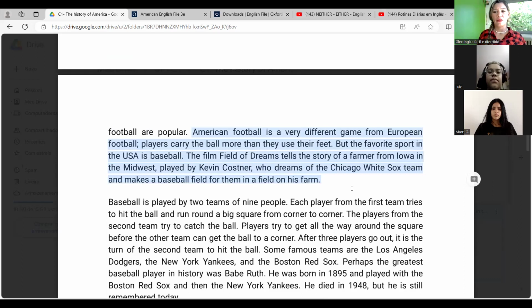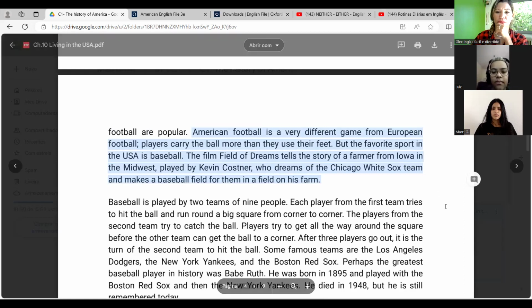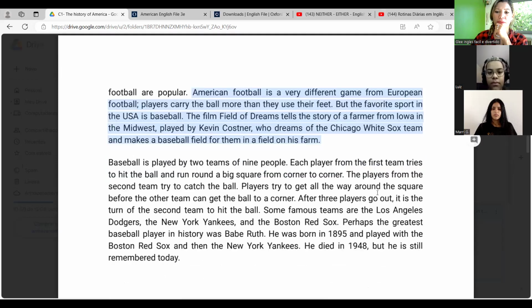But the favorite sport in the USA is baseball. The film Field of Dreams tells the story of a farmer from Iowa in the Midwest, played by Kevin Costner, who dreams of the Chicago White Sox team and makes a baseball field for them in a field on his farm.